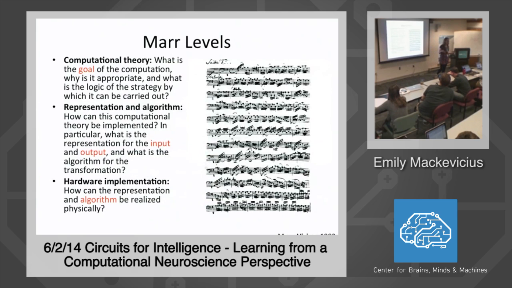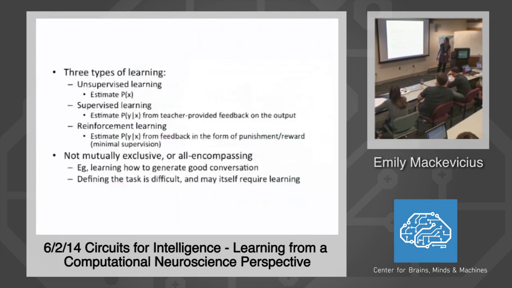And so learning, we often categorize it into different types of learning. We talked about unsupervised learning, where you're estimating the probability distribution of the data that you get. There's supervised learning, where a teacher gives you feedback on what the output should be, and you want to estimate the probability distribution of y given x. And there's reinforcement learning, where you get feedback, but it's really minimal supervision because you get feedback in the form of punishment or reward. You're not actually told what the answer should be. And these types of learning are often treated separately, but they're really not mutually exclusive, and they don't encompass everything.